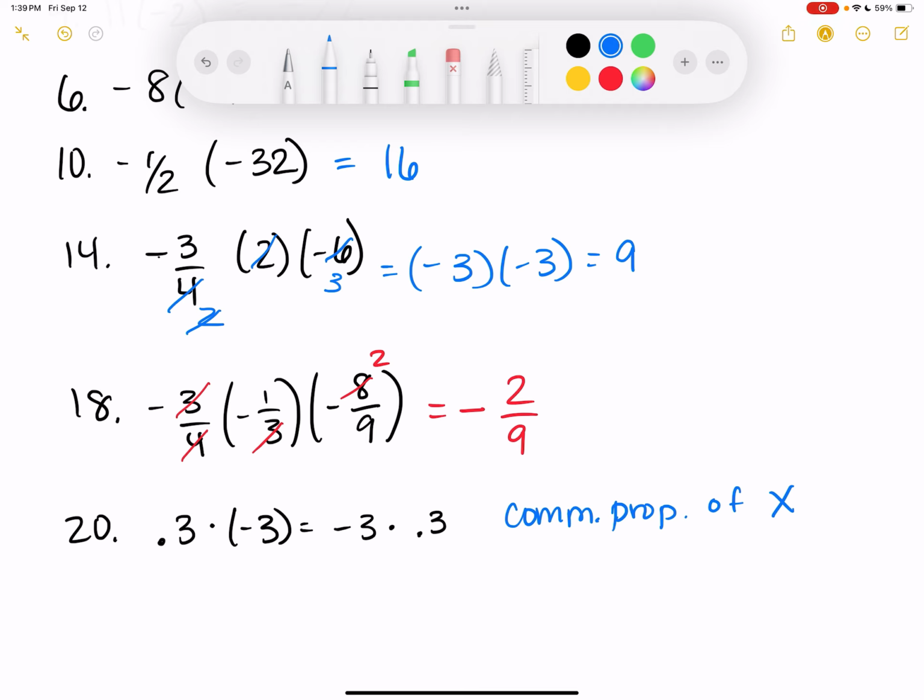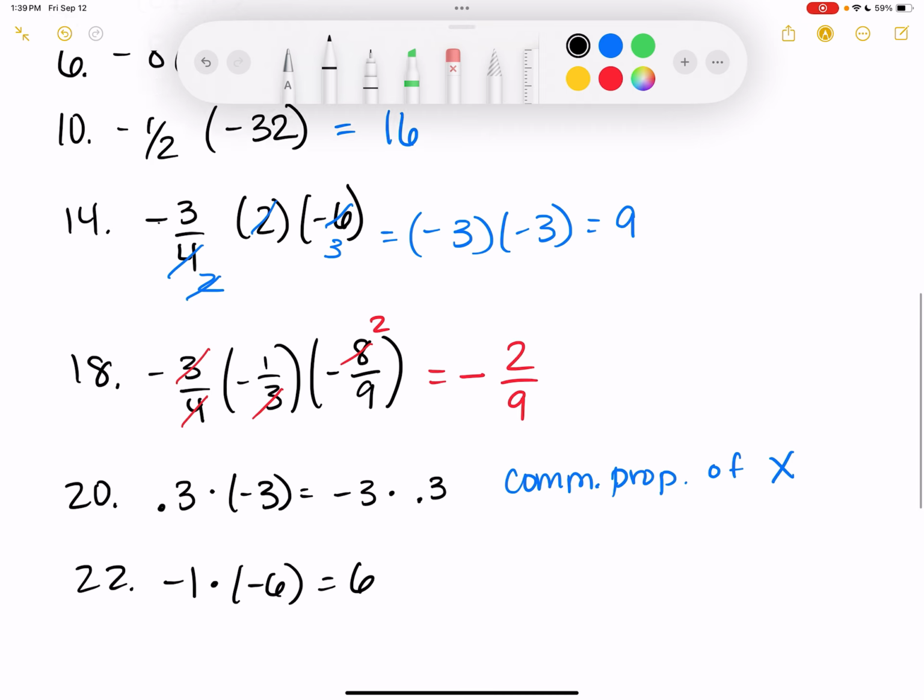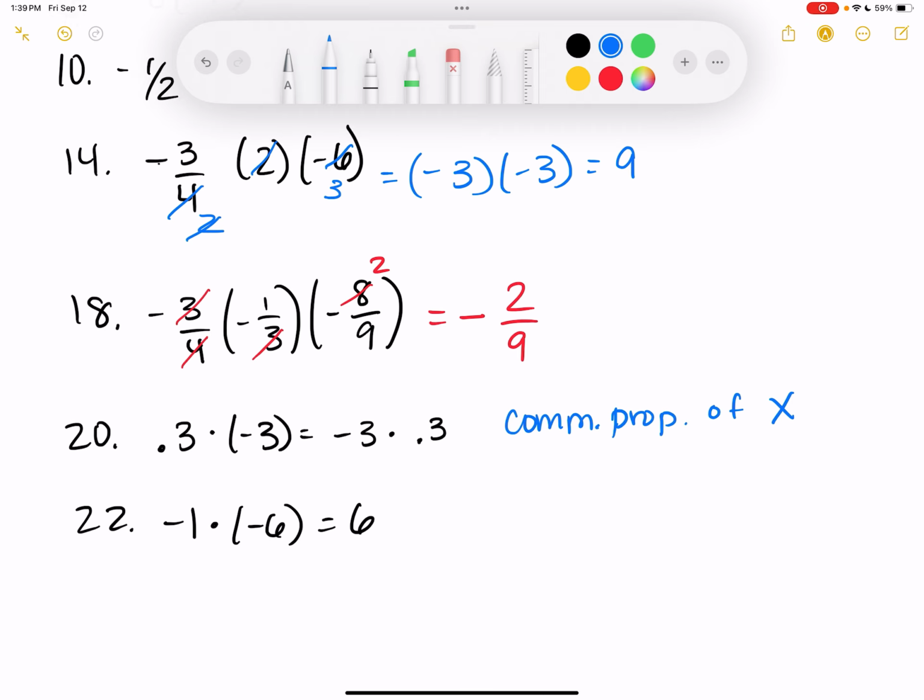22. -1 times -6 equals 6. Which property is this one? Property of -1. Yep, property of -1. If you're checking your answers, you may see them call it the multiplicative property, because technically multiplying by -1, that's another way that we call, or what we call the multiplicative identity. So I'm just letting you know, if you see it written that way, that's another name for it.